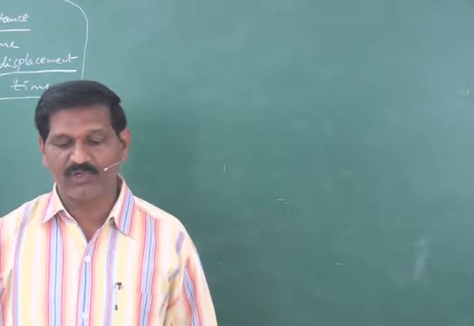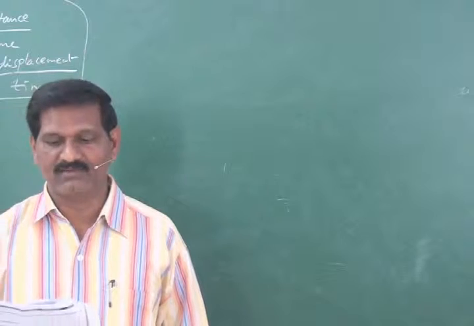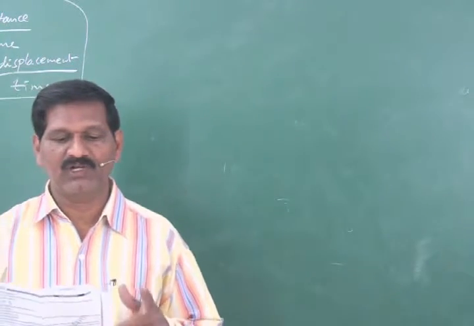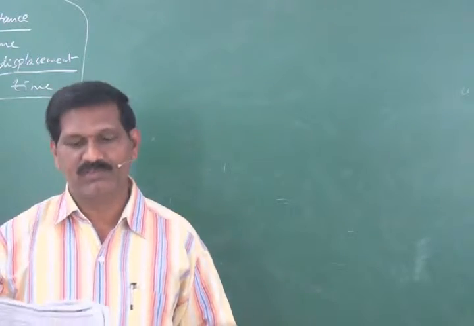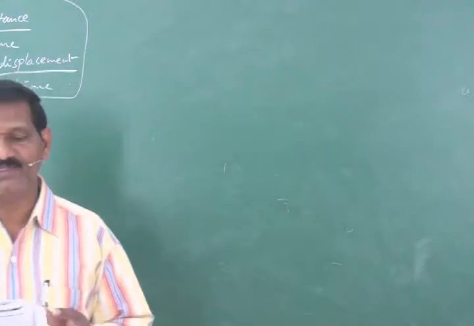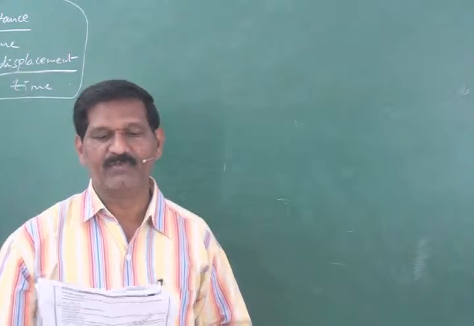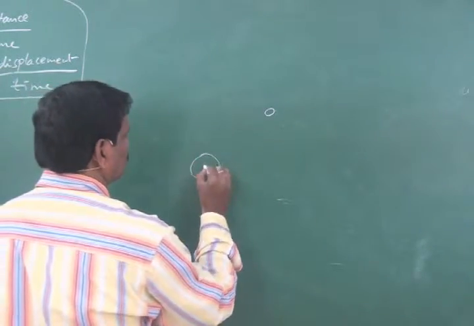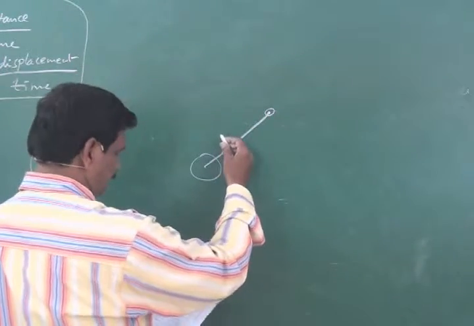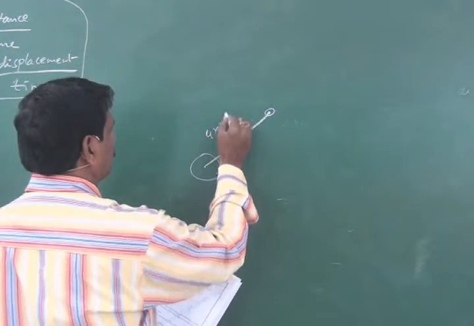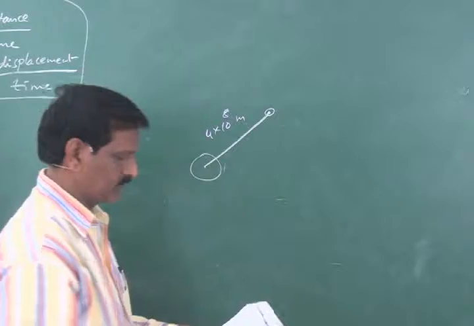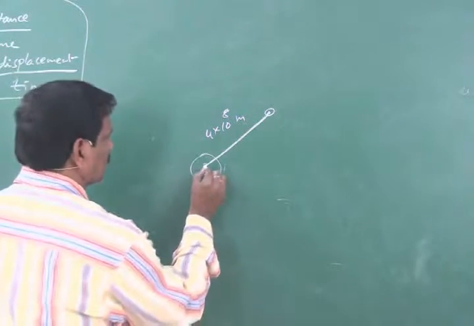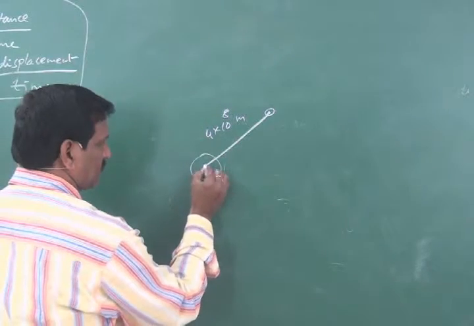Distance of the moon is 4 into 10 power 8 meter from the earth. A radar signal transmitted from the earth will reach the moon in about how much time? So this is earth and this is moon. The distance between earth and moon is 4 into 10 power 8 meter. Here a radar is there.